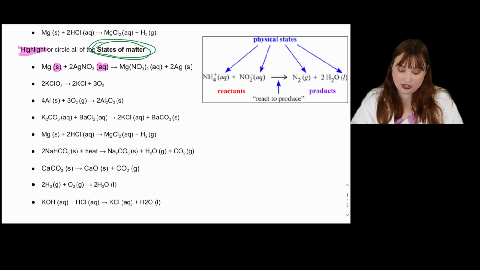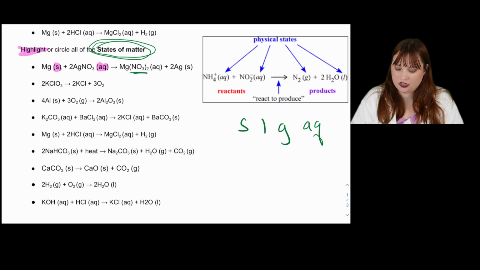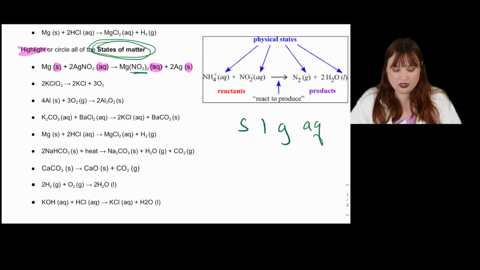Now this part, look, I see a parentheses, but it doesn't have S, L, G, or AQ. So that's not actually a state of matter. That is part of one of those products. But here it is, there's AQ telling me that whatever that thing is, whatever that product is, it is aqueous, it is in water. And our last one in this chemical equation is a solid.